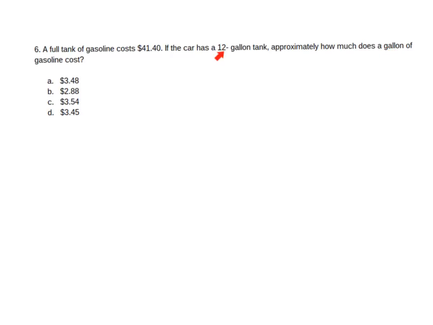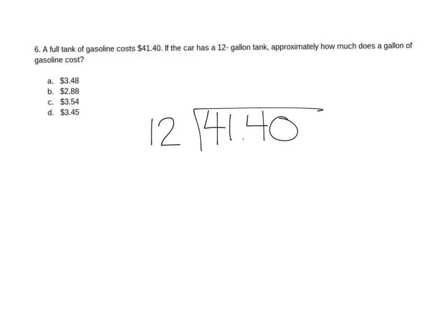If 12 gallons cost this much, how can we find out how much each gallon costs? We need to divide. So we're going to take $41.40 and divide it by 12. When dividing decimals, we just need to make sure there are no decimals in our divisor. And because there's not, we don't have to worry about that. All we have to do is bring this decimal straight up into our quotient.